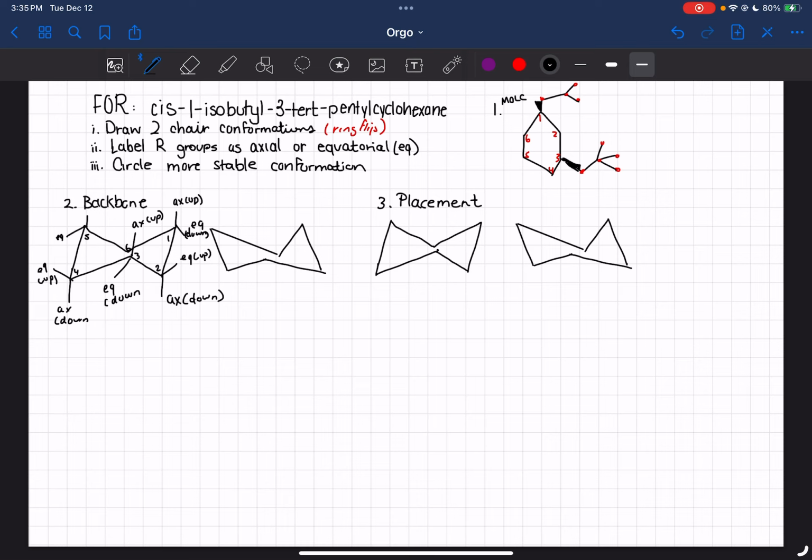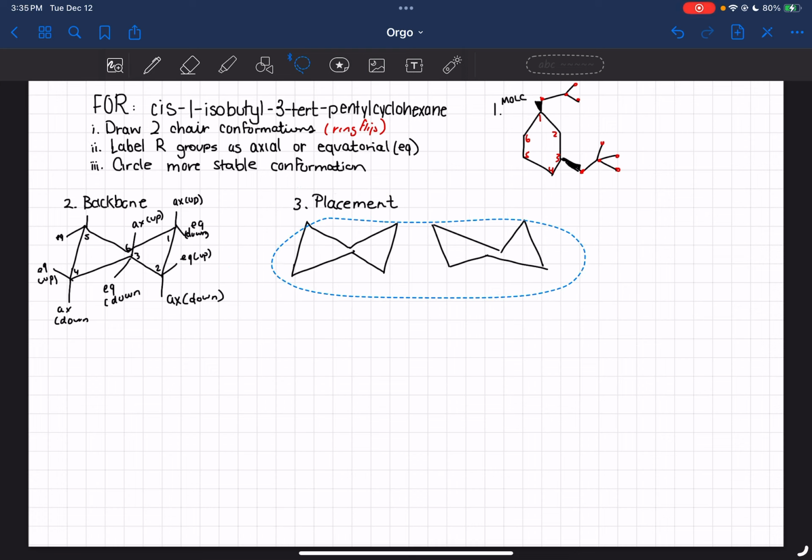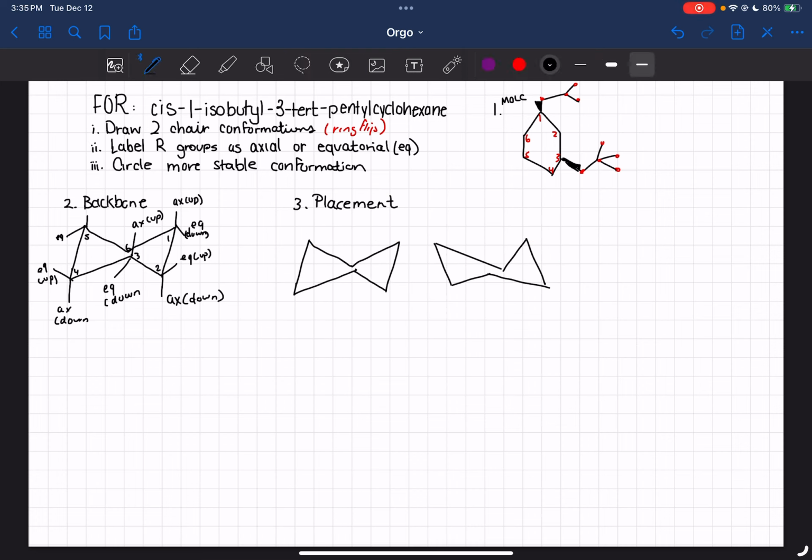I'm just going to leave this one here so we can reference it. Okay, so number 3 is to actually place it. So let's go ahead and get started with this first one. So like we said, it's cis. That means they both need to be either up or down. I'm just going to go ahead and choose up. You can do down. So at 1, we have an isobutyl.